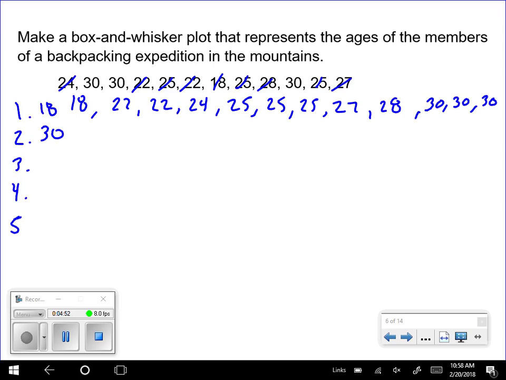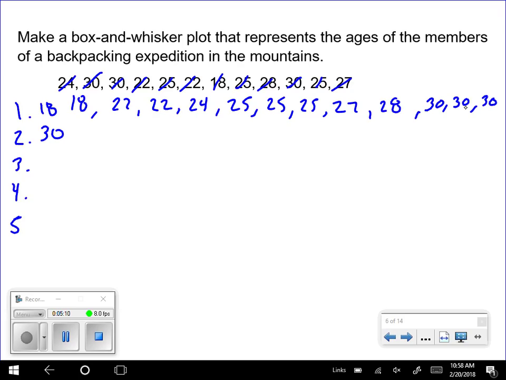Okay, then I'm going to look for my median, so I'm going to count to the middle. So I want to make sure that I have all the numbers. 1, 2, 3, 4, 5, 6, 7, 8, 9, 10, 11, 12. Good. So I'm going to work my way to the middle.